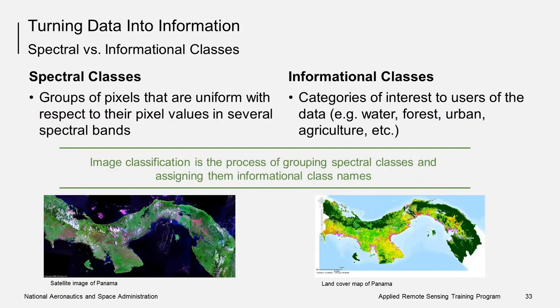It is important that you understand the difference between a spectral class and an informational class. A spectral class is a group of pixels that are spectrally similar. An informational class is a land cover class of interest. Image classification is the process of assembling groups of similar pixels into classes that are associated with informational land cover classes. Image classification has been used to transform the satellite image of Panama on the left to the land cover map on the right.